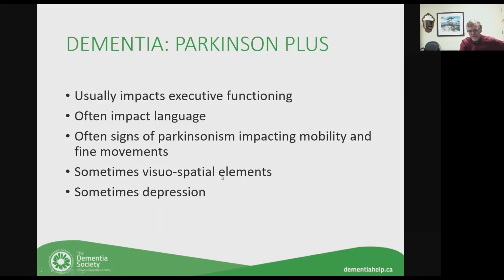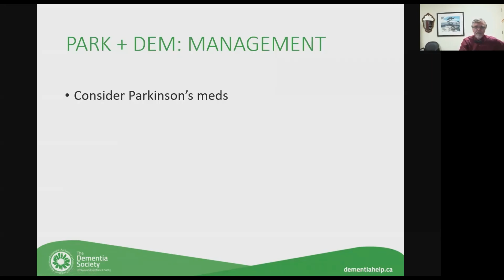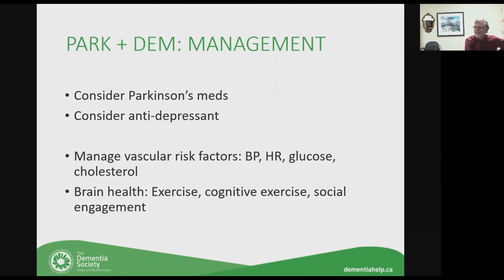They sometimes will have visual spatial elements as well, and sometimes will have depression as well. And again, in the Parkinson's plus, we will consider Parkinson's medications to see if we can help with the movements. Obviously, if they're depressed, we'll consider an antidepressant. And we manage the other components as always.